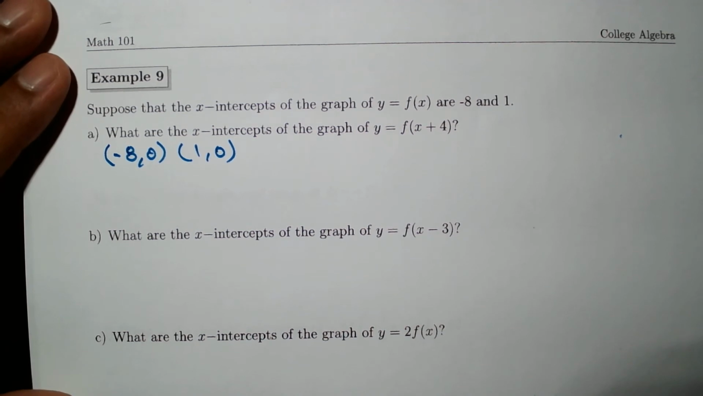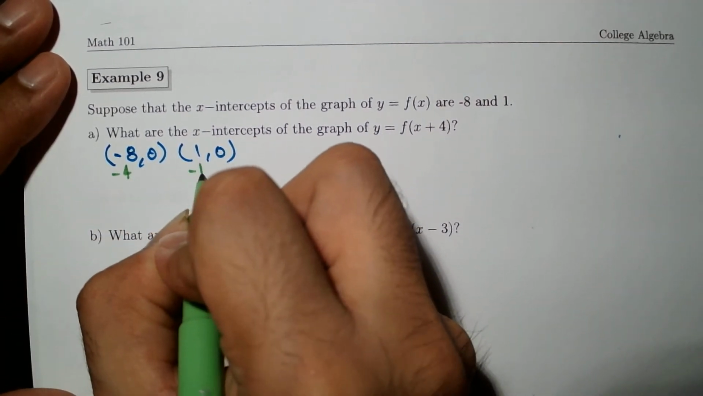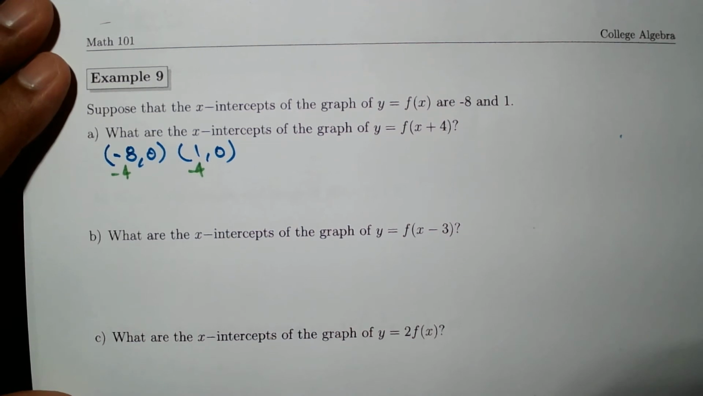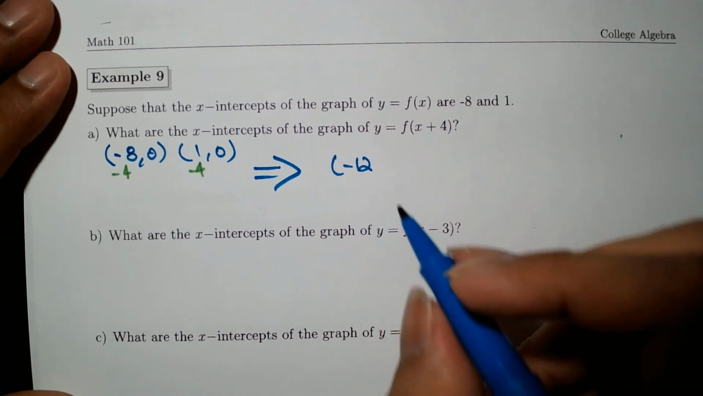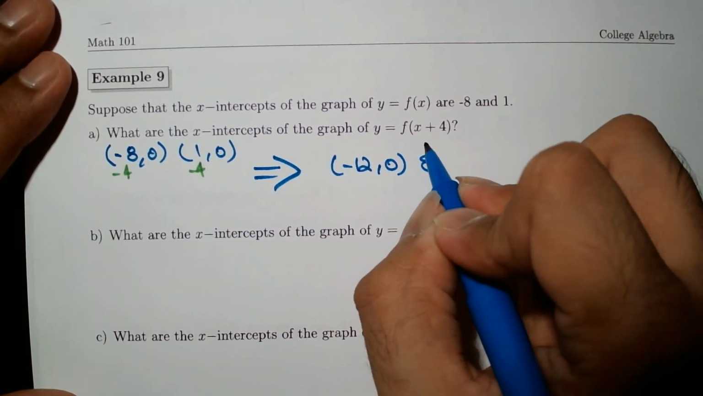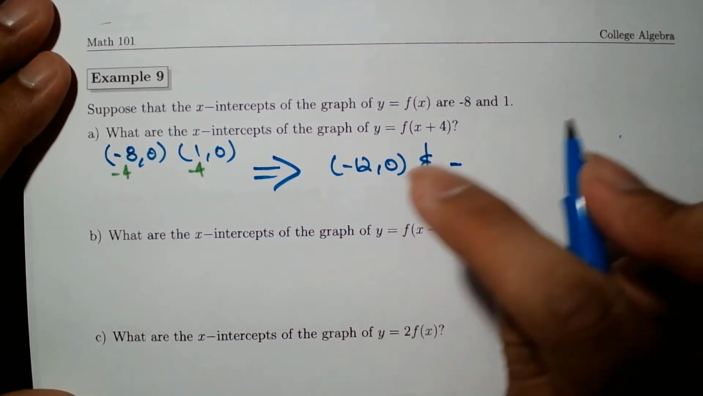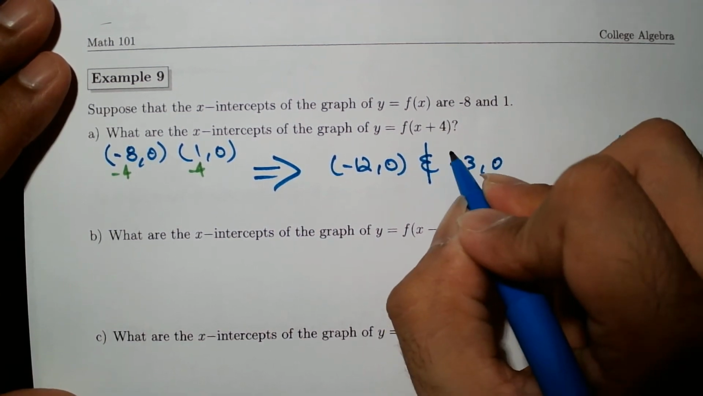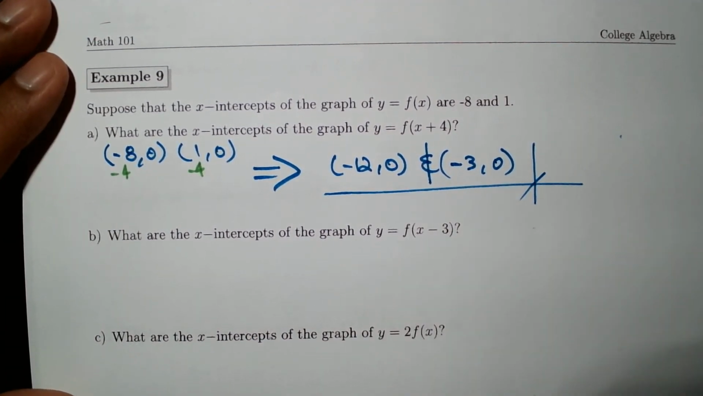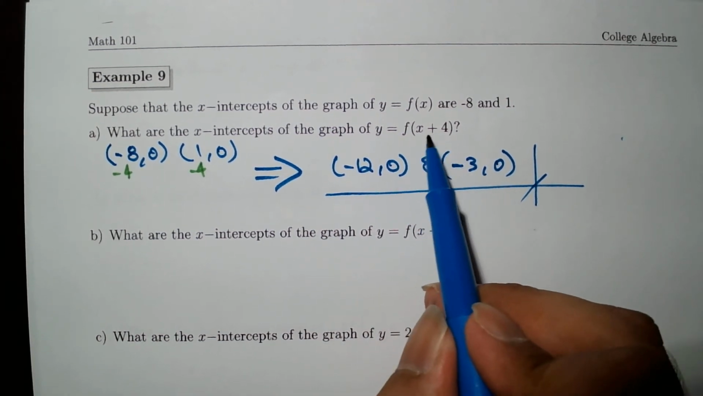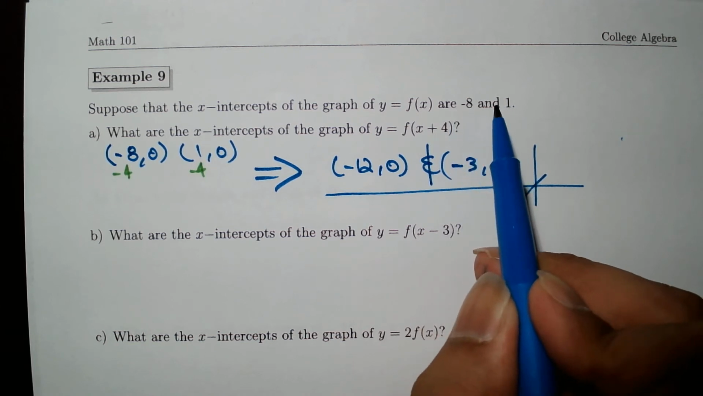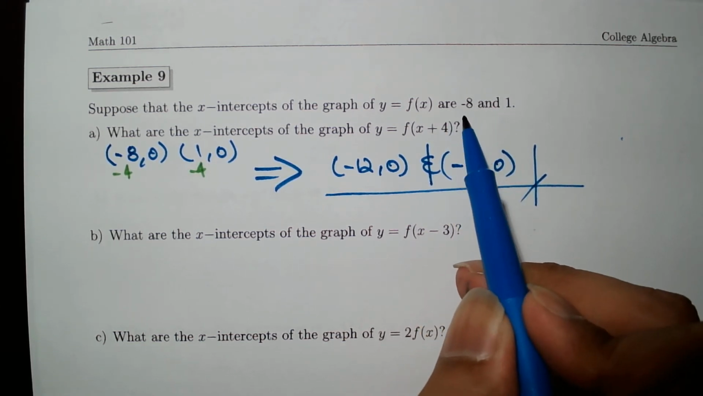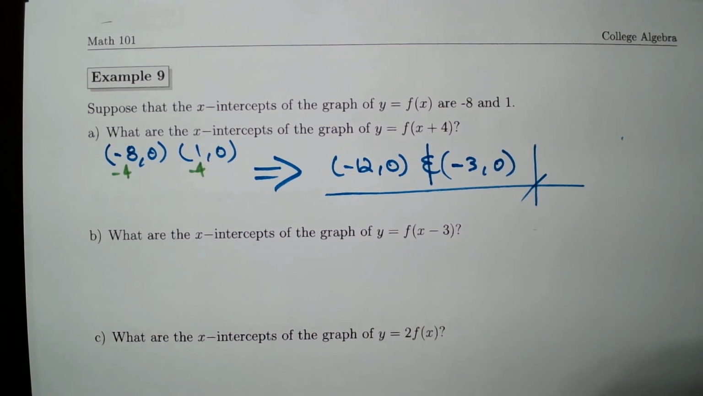So minus 4 and minus 4. The new intercepts are (-12, 0) and (-3, 0). So those are the new x-intercepts. In this case, horizontal shifts affect the x-intercepts of a given graph. Of course, because it's a horizontal shift, which has to do with x values.